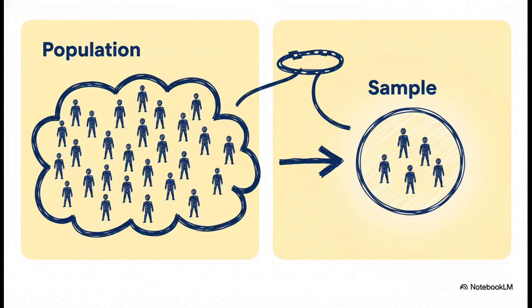First is the population. That's the entire group you're interested in, like every single gym member in the whole country, which is impossible to talk to. So we take a sample. That's a small, manageable slice of the population that we actually study. And here's the secret sauce. The sample has to be random, a truly representative snapshot for any of this to work.